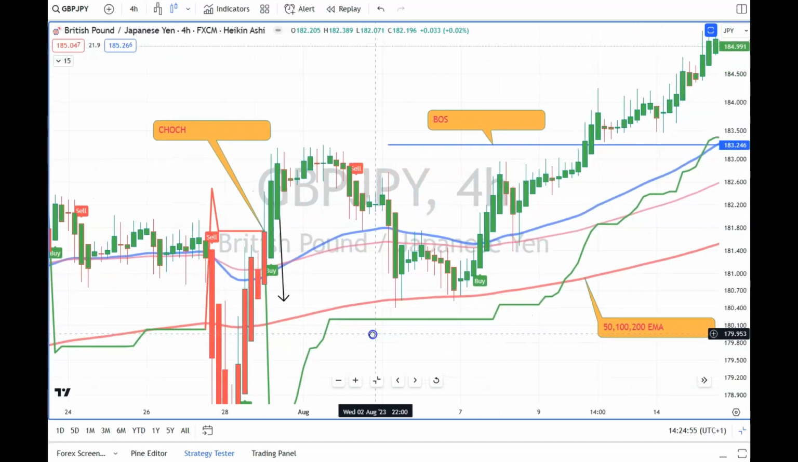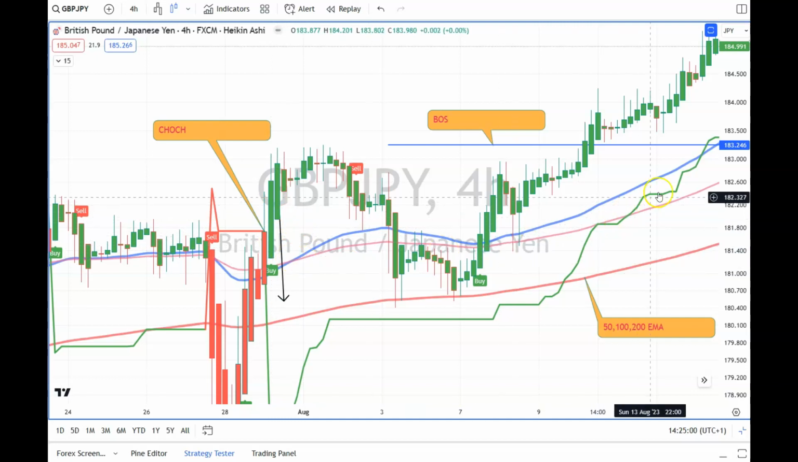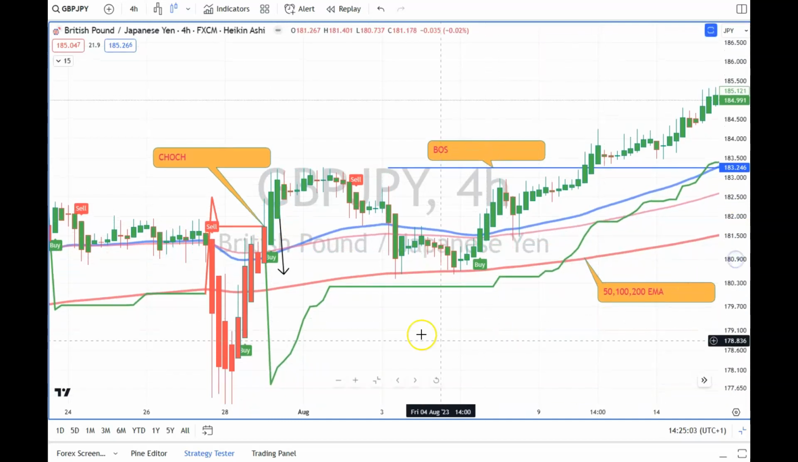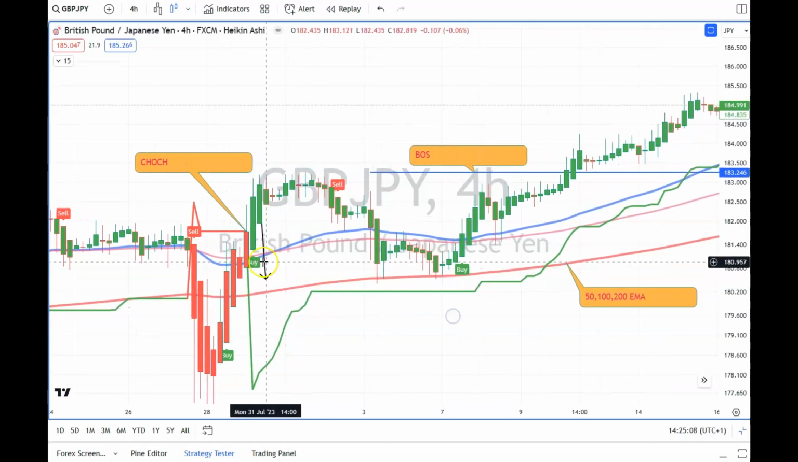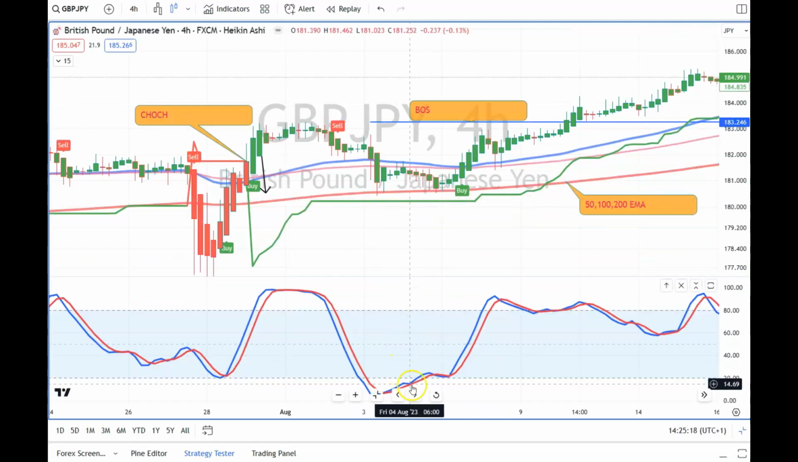The other thing to note here, we have change of character. And to the upside, everything goes green on the advanced pro charts, doesn't it? And as soon as we get change of character, what usually happens is the price comes down into this area here, which is called a swing low. When you get a swing low and the 50 and the 100 and the 200 are stacking on top of each other, that's your buying opportunity. So that's one way to do it.